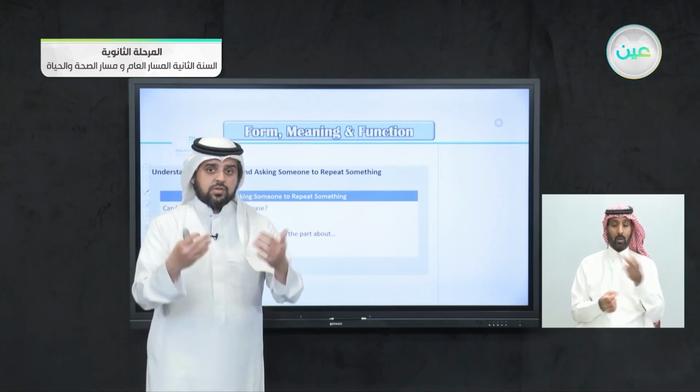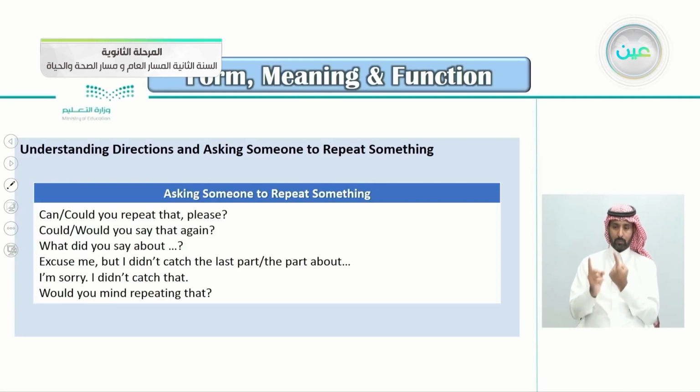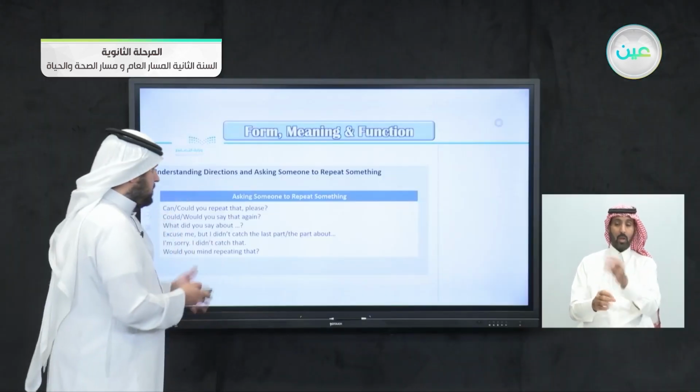Can you repeat what you said about the mosque or the last part? I'm sorry, I didn't catch that. I didn't understand, or I didn't hear what you said. Would you mind repeating that? So all of these are ways of asking politely, of course, asking someone to repeat something, to repeat the direction that he gave you.